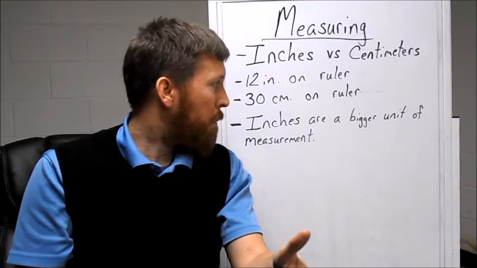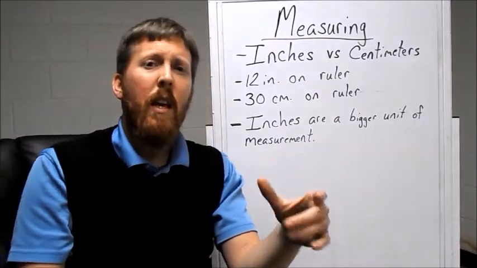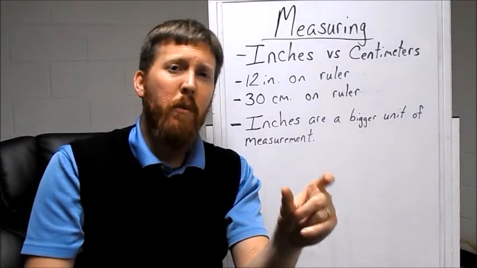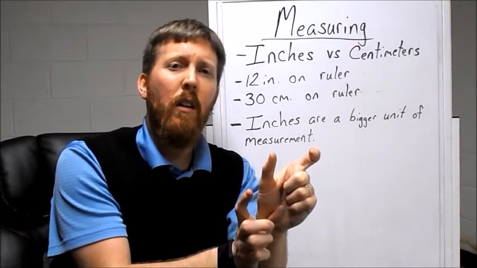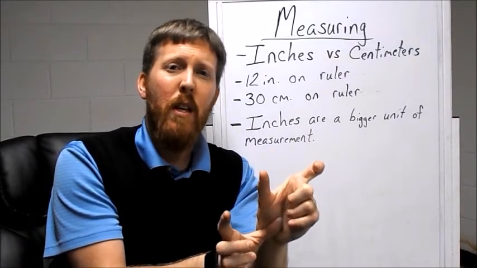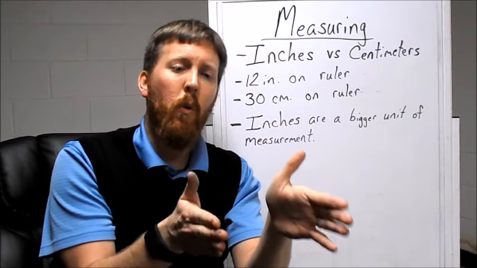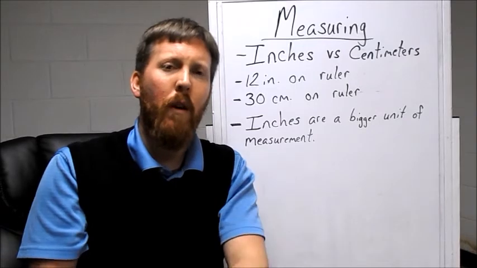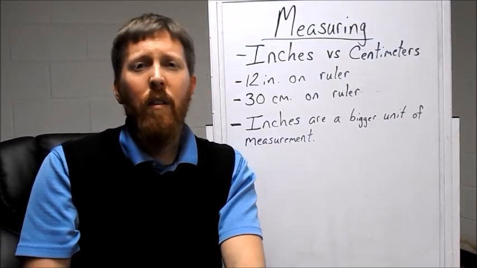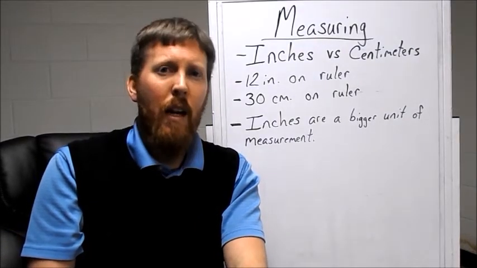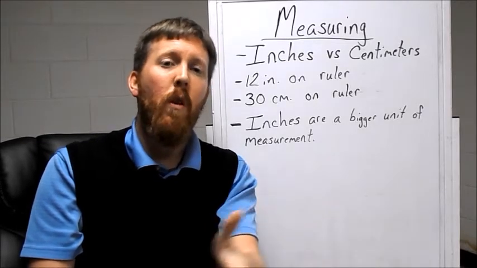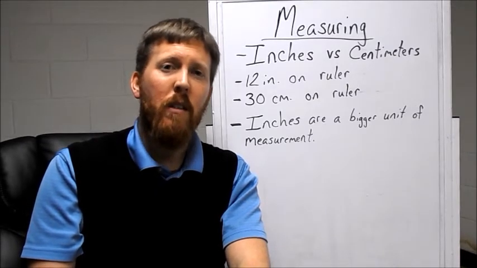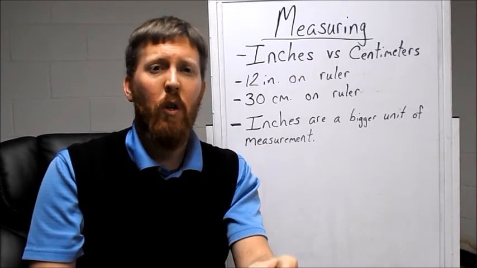However, when we measure in inches, inches are a bigger unit of measurement. So if I measure an object that is 1 inch, it's going to take a lot more centimeters because centimeters is a smaller unit of measurement, meaning on the ruler, centimeters are closer together, where inches are spread out farther apart. If I have an object that is 8 inches, it is going to take more than 8 centimeters to get that same measurement.